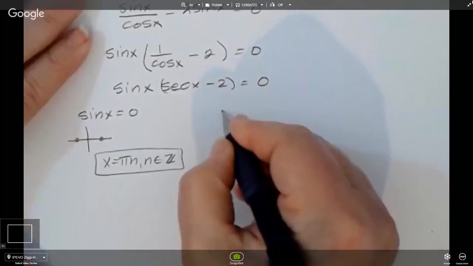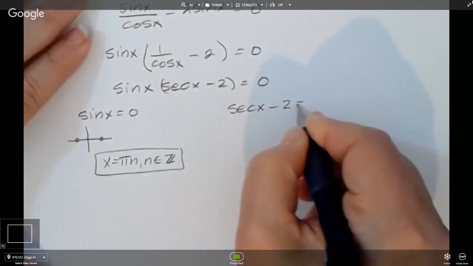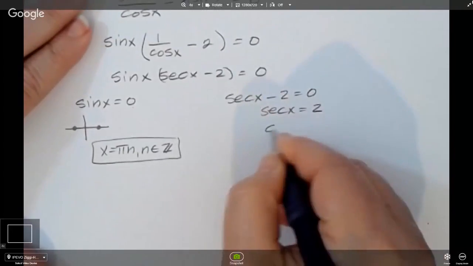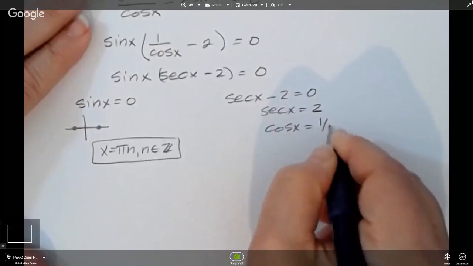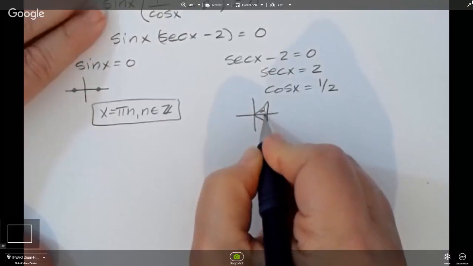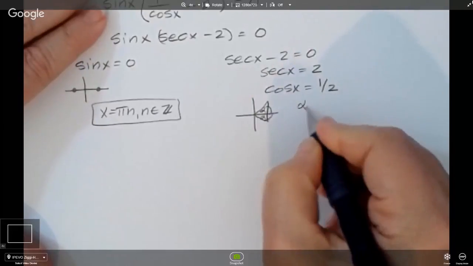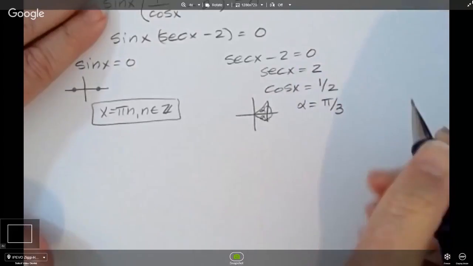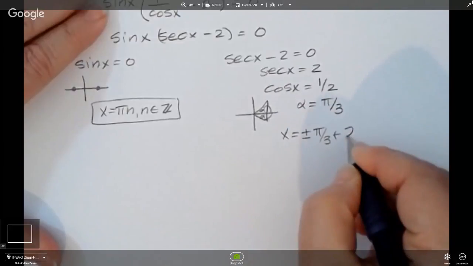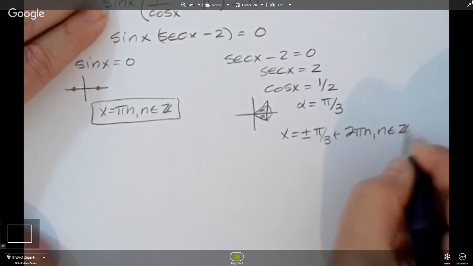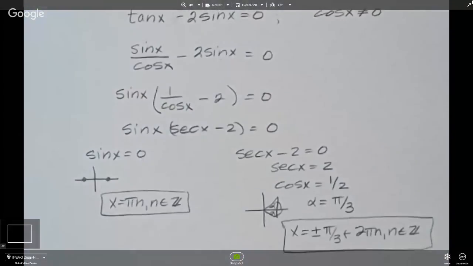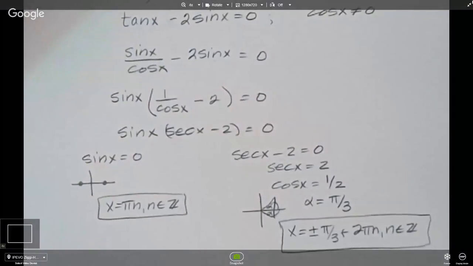All right, next solution is going to be secant x -2 equals 0, or secant x equals 2. And that means that the secant is 2, the cosine x is 1/2, which is the problem we did just a second ago. The cosine is positive in quadrants 1 and 4. I'm going to use the plus and the minus solution here, and I remember that alpha is pi over 3. And so x equals plus or minus pi over 3 plus 2 pi n, and an element of the integer set. And so we have that solution. This one looked scarier than it was also, I think. All right, one last example and we're done.